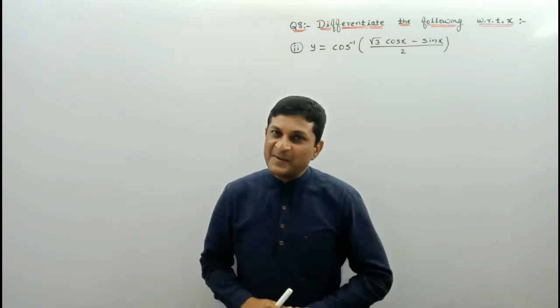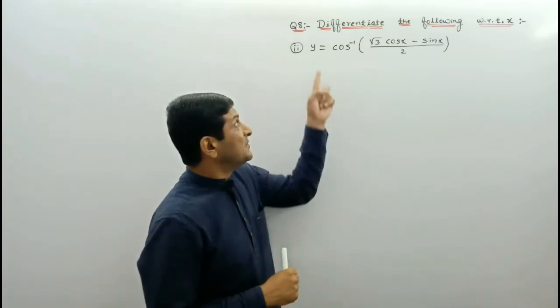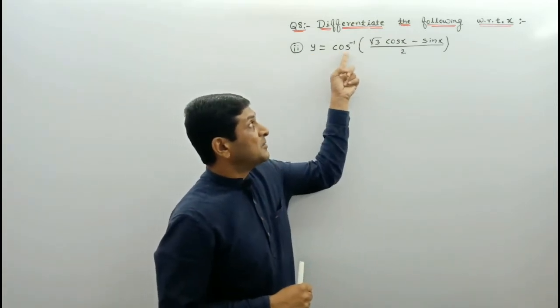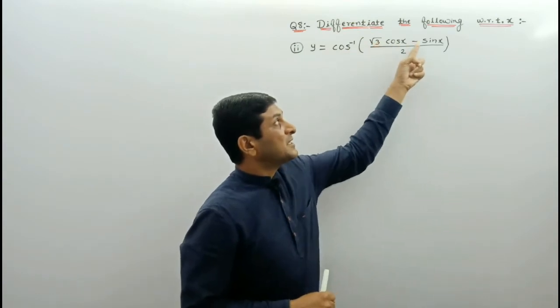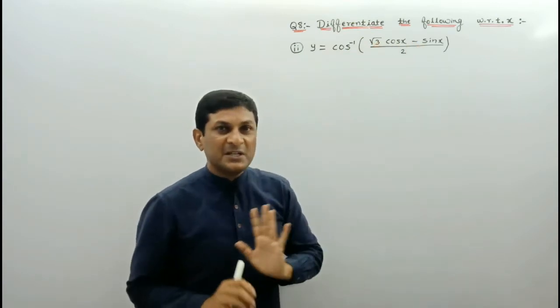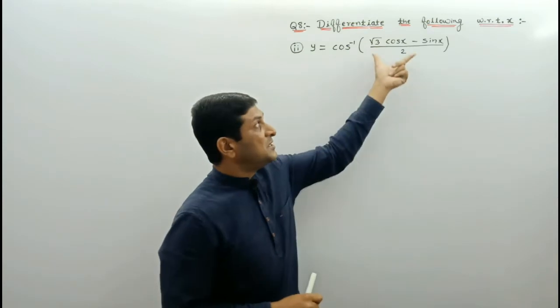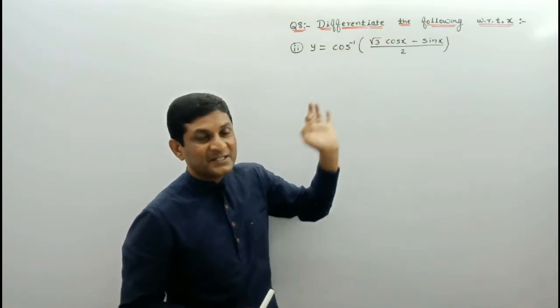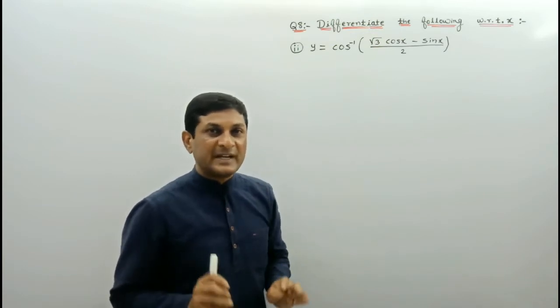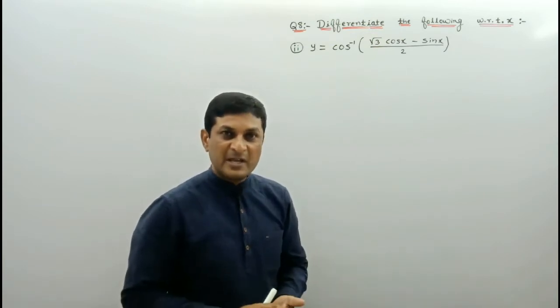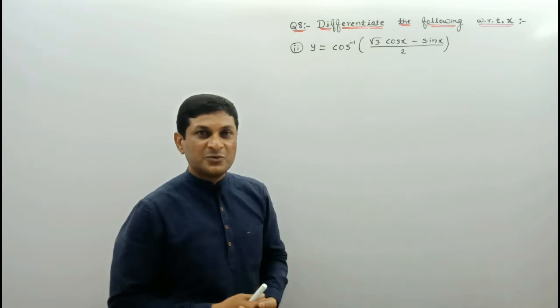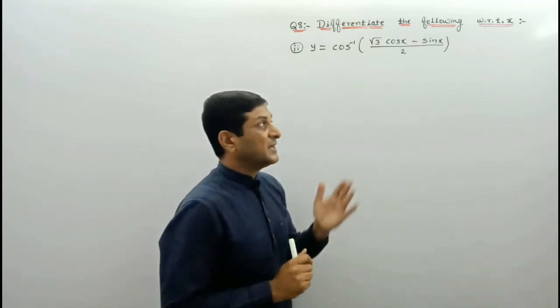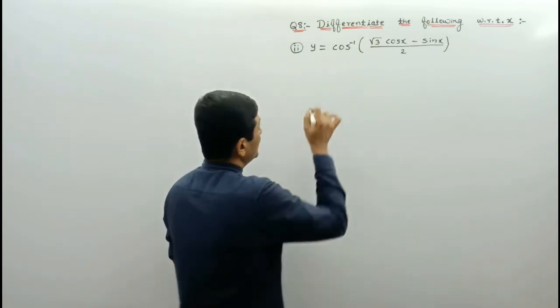Now see example number 2. In this example, what is the given function? y is equal to cos inverse of (root 3 cos x minus sin x) upon 2. Here also we are trying to convert this expression in terms of cos, so that cos and cos inverse will get cancelled, and later on we will find the derivative of the simplified form, which makes the differentiation very easy. So let us try to convert this expression in terms of cos.